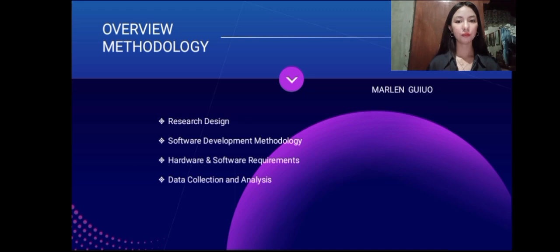Methodology. This slide outlines the research methodology. Research design, the overall research plan. Software development methodology, the process followed to create the system. Hardware and software requirements, the technical specifications needed for the system. Data collection and analysis, the procedure used to gather and interpret data.